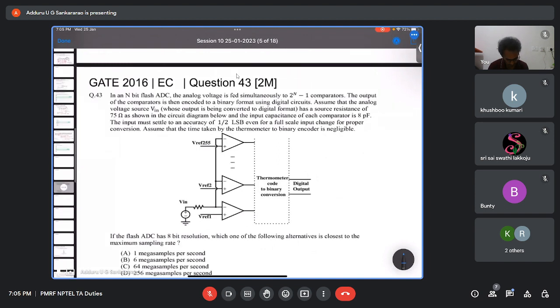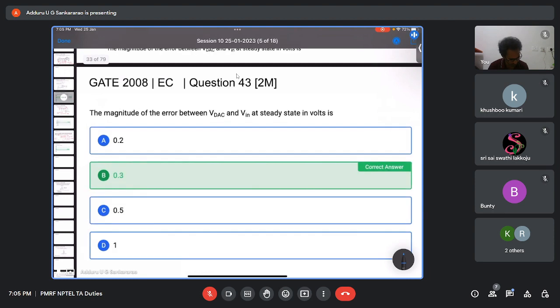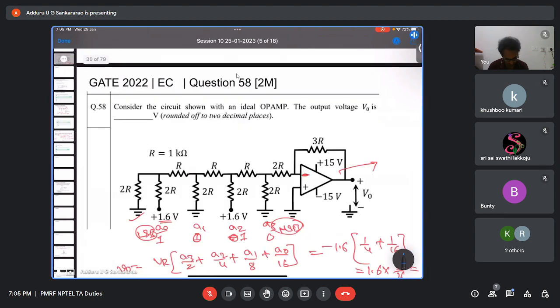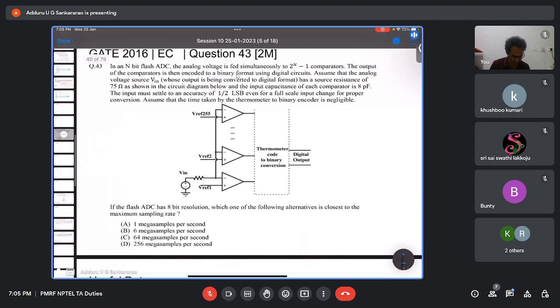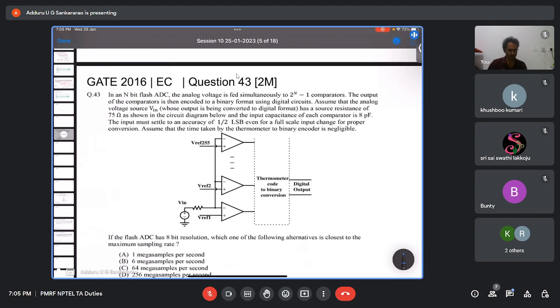Yes, I think this we have covered. This we have covered. This question we will solve. You see here, this was given in GATE 2016 for 2 marks.